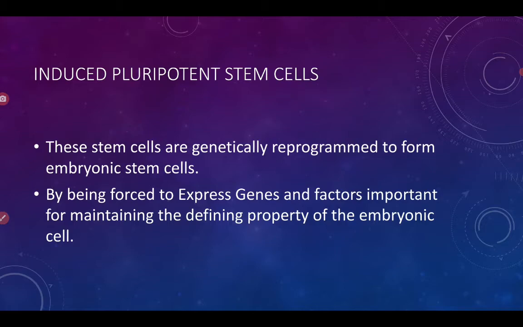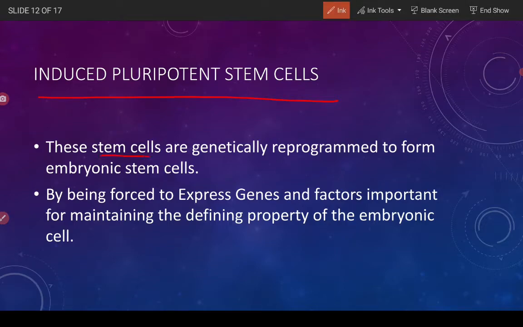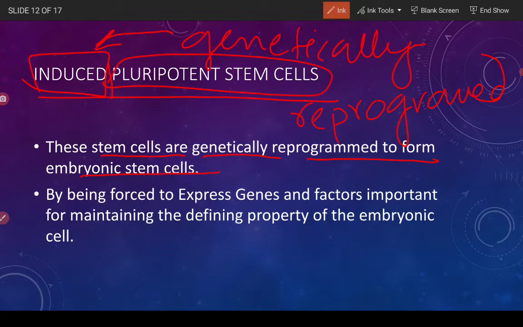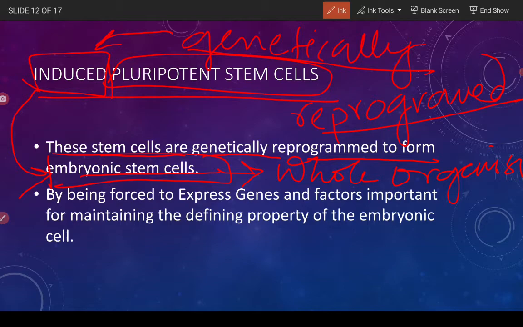Now induced pluripotent stem cells, what are these? These are stem cells that are genetically reprogrammed to form embryonic stem cells. So these are induced, right? They are genetically reprogrammed to form pluripotent stem cells, to form embryonic stem cells. Embryonic stem cells will give rise to the whole organism and every kind of tissue and organ. And induced pluripotent stem cells are genetically reprogrammed cells that form embryonic stem cells.